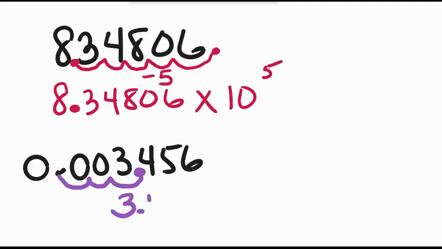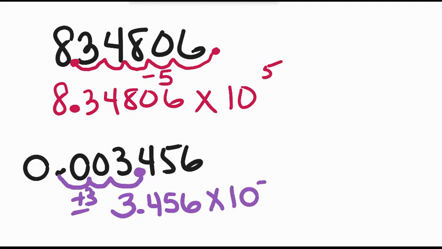So this becomes 3.456. Okay, so I added 3 place values. If I add 3 place values here, I'm going to multiply it by 10 and subtract 3 place values. And it looks like that. Notice, +3 and -3 add to 0. -5, +5 add to 0. The net effect is 0. We're just rewriting the number.